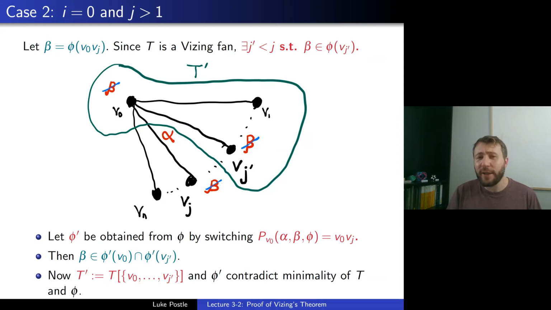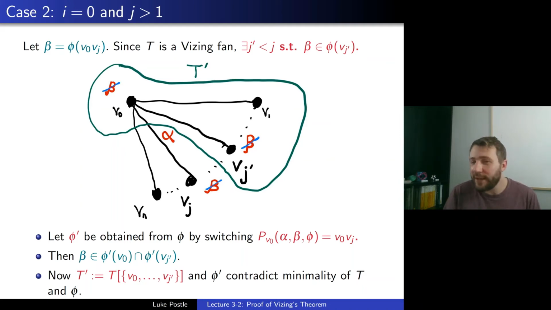And now we argue that we take T prime, a new fan, to be the fan v0 up to vj prime, and we take this coloring phi prime, and we claim that that contradicts the minimality of T and phi. So do you see why? Well, beta is missing at v naught and vj prime, j prime is less than j, and sure enough that is a coloring of G minus e, phi prime. But you also have to think about why it's a fan, so I'll just leave that as an exercise to you.